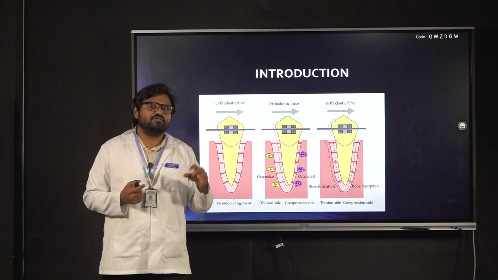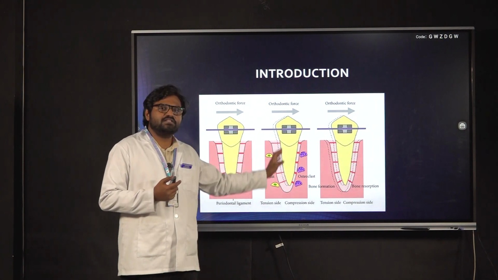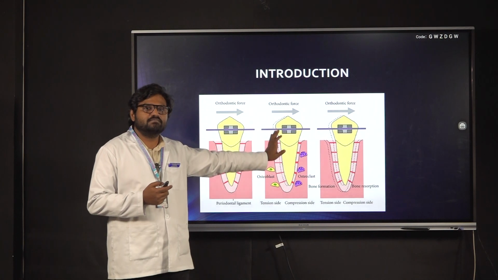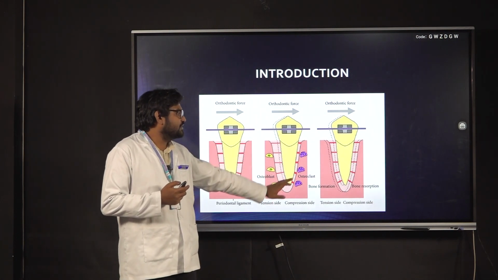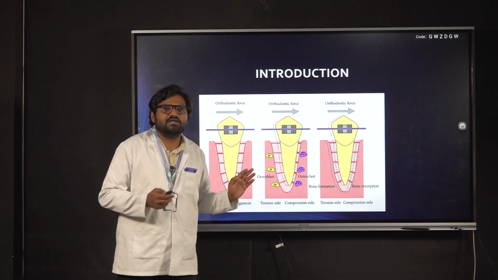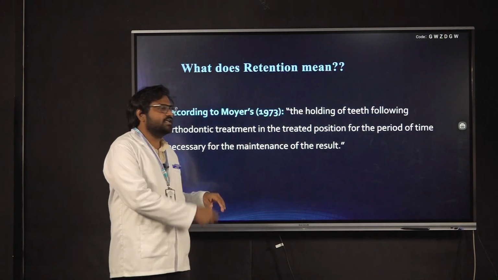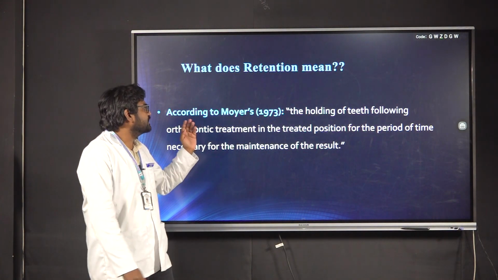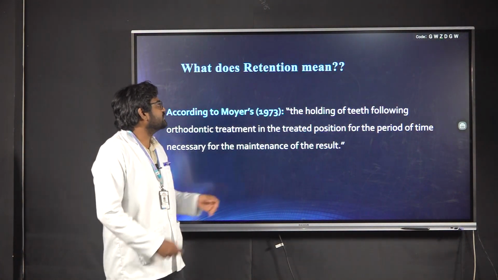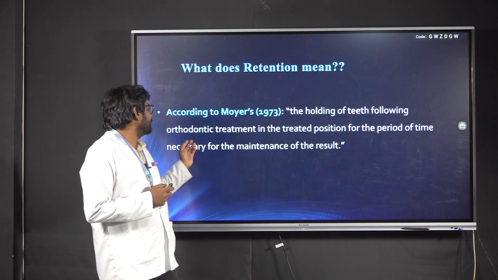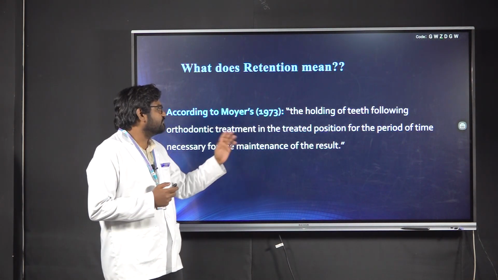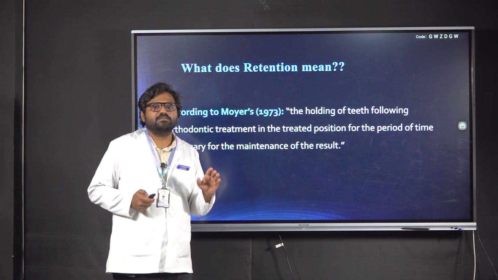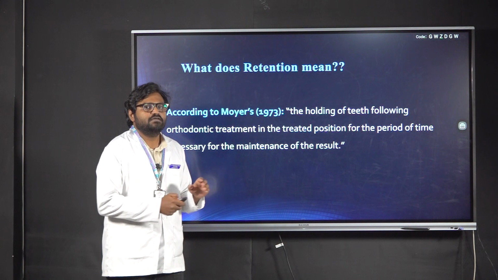To avoid it, we have to retain the teeth in the position which you have newly formed, until the time this bone remodeling has completed. That is called your retention. So that goes to the definition of retention and relapse. Basically, retention means, according to Moyers' 1973 definition, the holding of teeth following orthodontic treatment in the treated position for the period of time necessary for the maintenance of the result. So you're trying to retain the teeth in the new positions which you have placed.